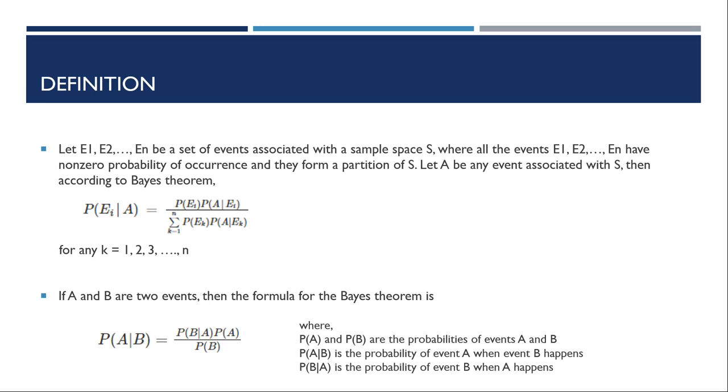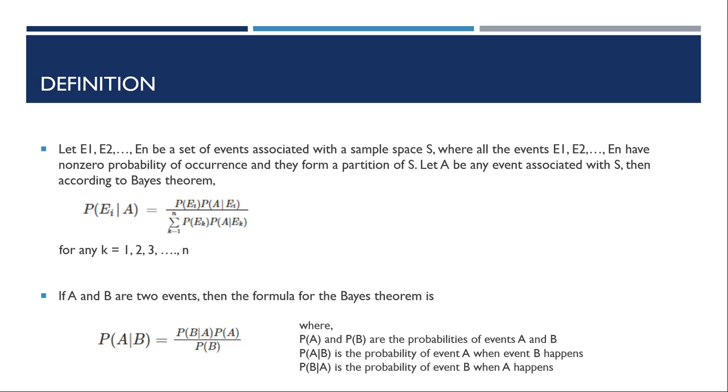Now we will see the definition of Bayes theorem. Bayes theorem is a mathematical formula that calculates the probability of an event based on prior knowledge or information. It states that the probability of a hypothesis or event H given some observed evidence E is proportional to the probability of the evidence E given the hypothesis H multiplied by the prior probability of the hypothesis H.